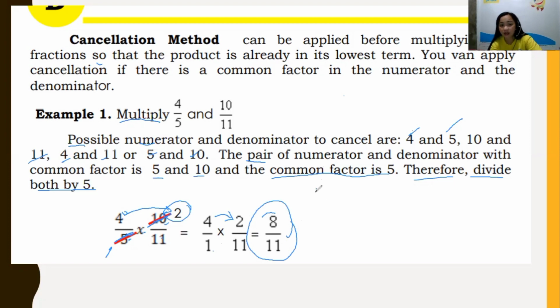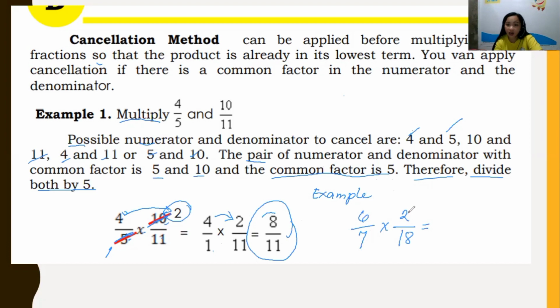Let's have another example. Let's have 6 sevenths times 2 eighteenths.